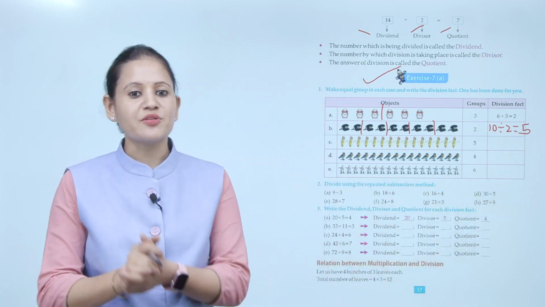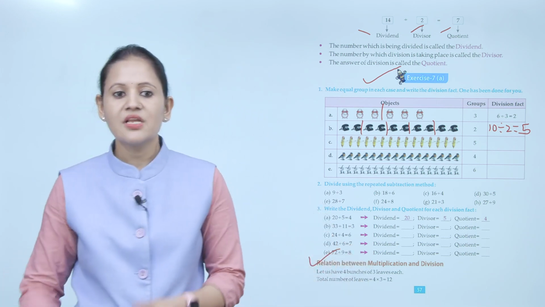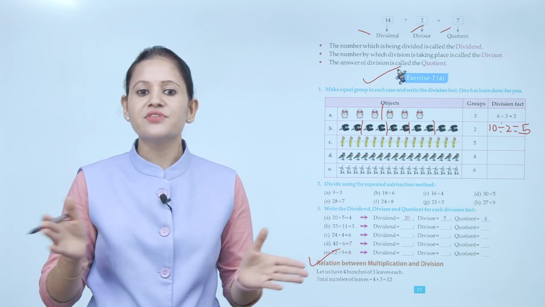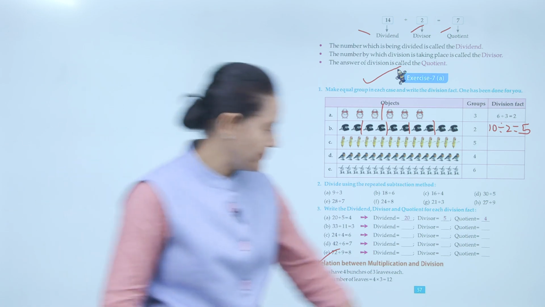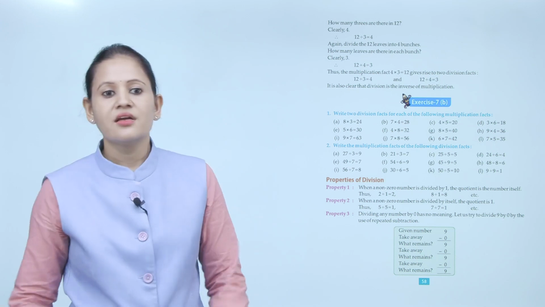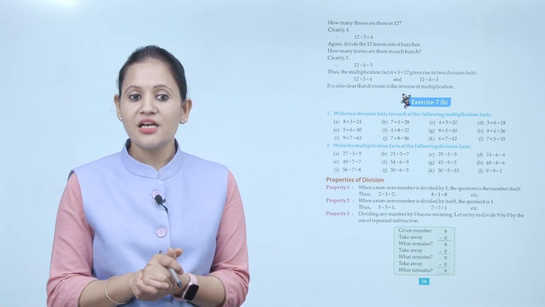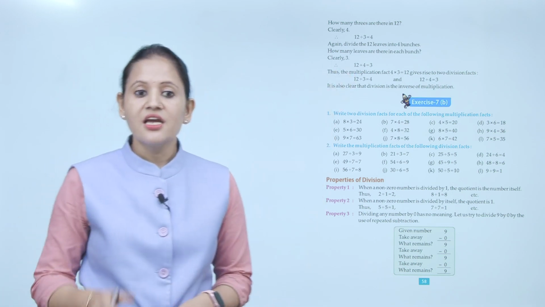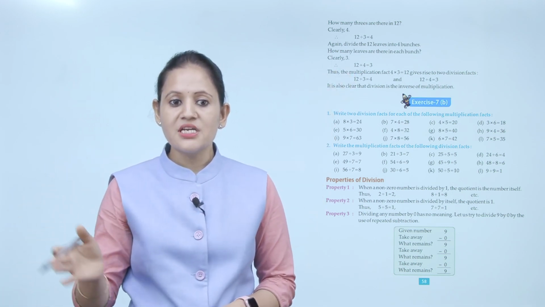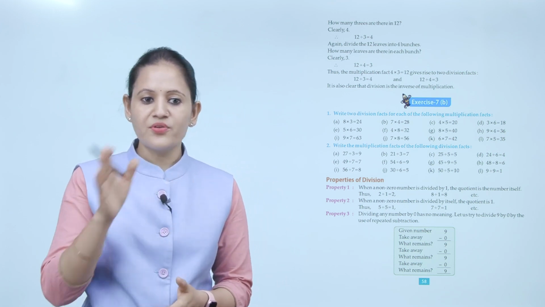Next is the relation between multiplication and division. Let us have 4 bunches of 3 leaves each. So how many total leaves will there be? 4 into 3, that is 12. Now how many bunches are there in 12? Clearly 4. 12 divided by 3, that is 4. Again divide the 12 leaves into 4 bunches. How many leaves are there in each bunch? Clearly 3. 12 divided by 4 is 3.